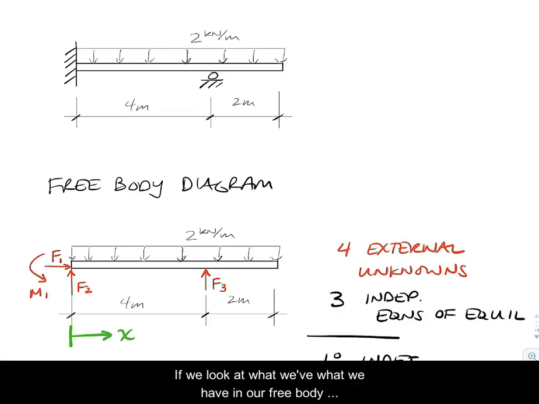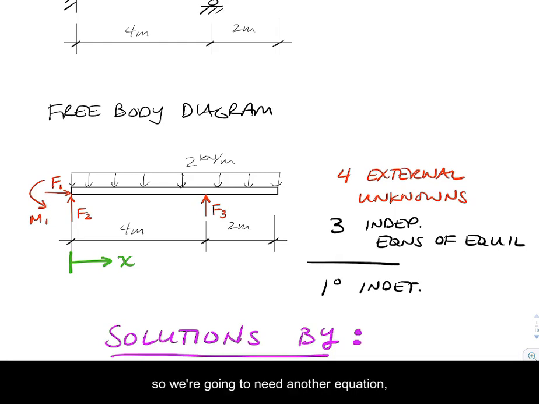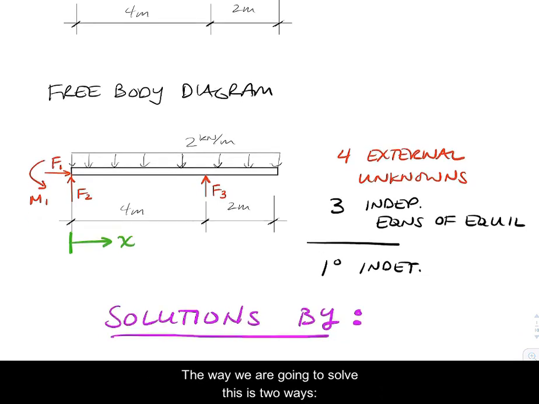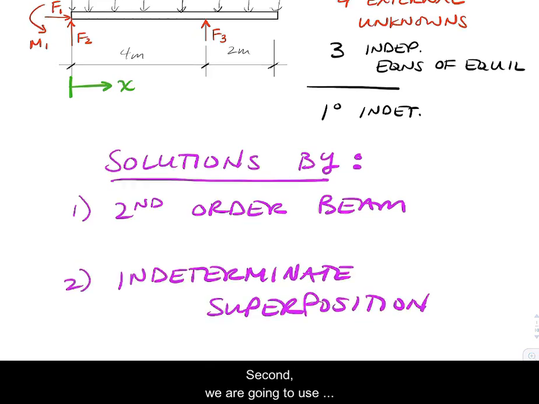So if we look at what we have in our free body diagram, I have 4 external unknowns. I have one free body diagram which has 3 independent equations of equilibrium, and so this beam is 1 degree indeterminate. So we're going to need another equation beyond those 3 equilibrium equations. So the way we're going to solve this is 2 ways. First, we're going to use the second order beam equation as our 4th equation. Second way we're going to do it is by indeterminate superposition.